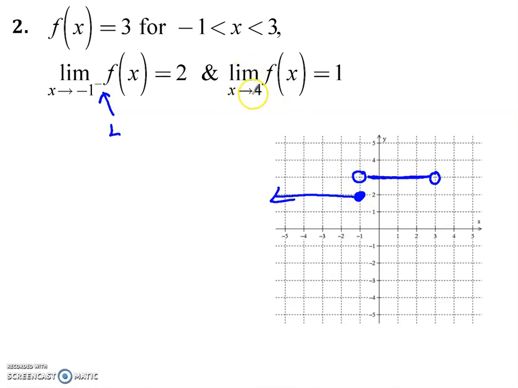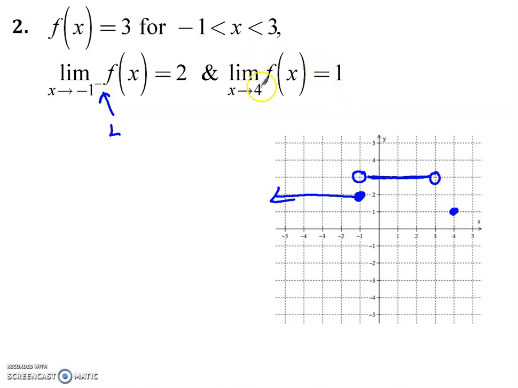Now they tell us the limit as x approaches 4 has to be 1. So this one doesn't give us a direction. It doesn't say from the left or from the right. So that means we have to have a point at 4, 1. Okay, and again, with limits, it doesn't matter whether it's open or closed. You can choose to make this a closed circle or an open circle.